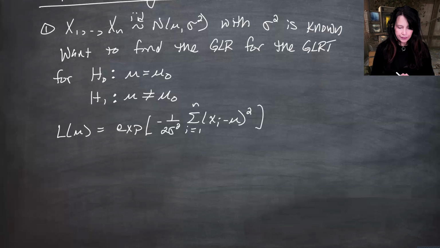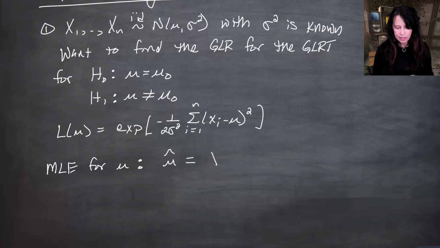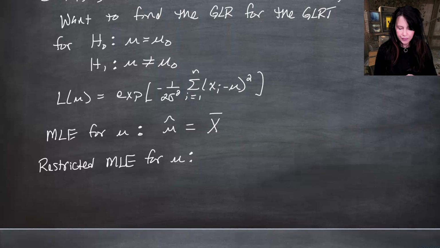Okay, so I don't even want to do the whole GLRT right now. I just want to do the GLR. So let's define it. It is this lambda thing. And to find it, we need the MLE for mu, which we denote by mu hat. And we know what this is. This is x bar. If you don't, you can go find it. You could take the log of this and take a derivative and set it equal to 0, and you'll find that it's x bar. Now, I want to find the restricted MLE for mu. We're going to call this mu naught hat.